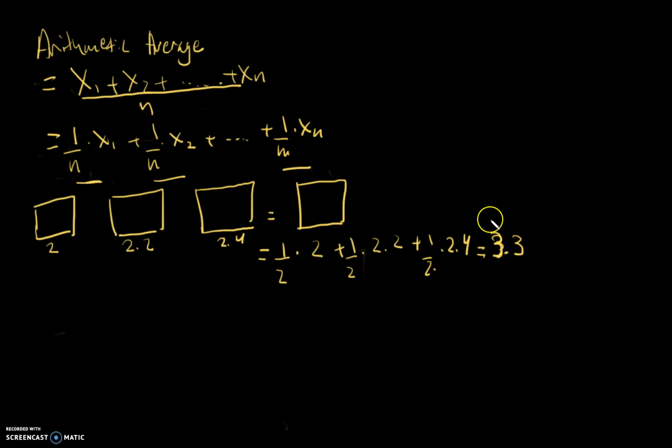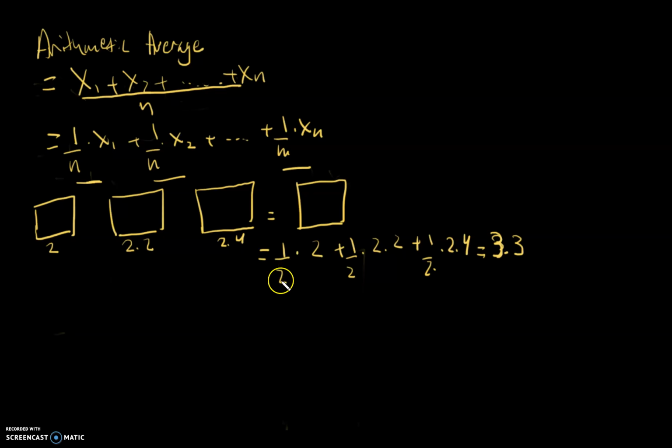Now, would it make sense that 3.3 is the number we should use to represent the underlying population? Well, no, because 3.3 is bigger than any one of these numbers. It doesn't even closely resemble any one of these numbers. So I would say that that's not the best representation of the underlying population.